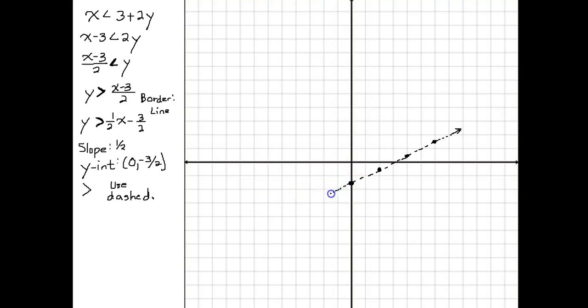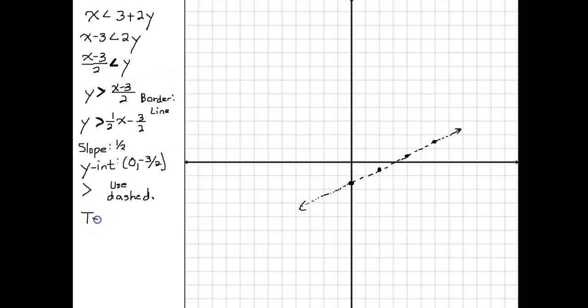And you can extend it as far as you want. Doesn't really matter how far you go, but there you go. There it is. There's the border. So all of these points, if you plug those ordered pairs into the problem, would make the two sides equal. But notice that the original problem has no equals, so we used a dashed line to say, well, those points aren't actually included. But we needed the border to know what points are included.